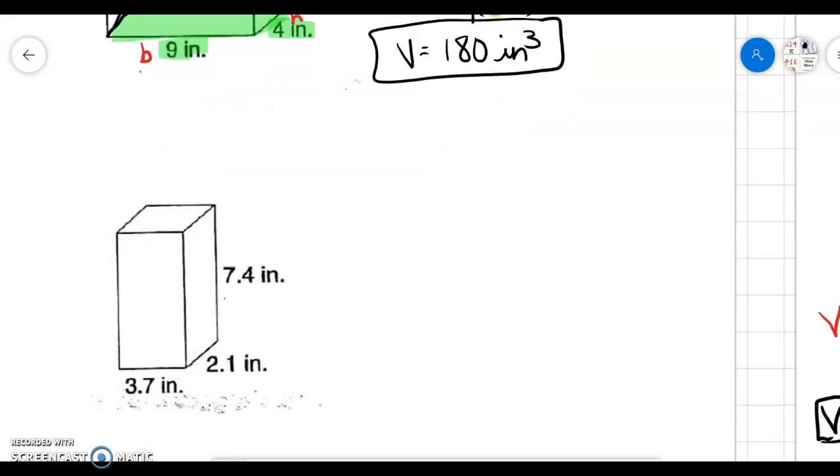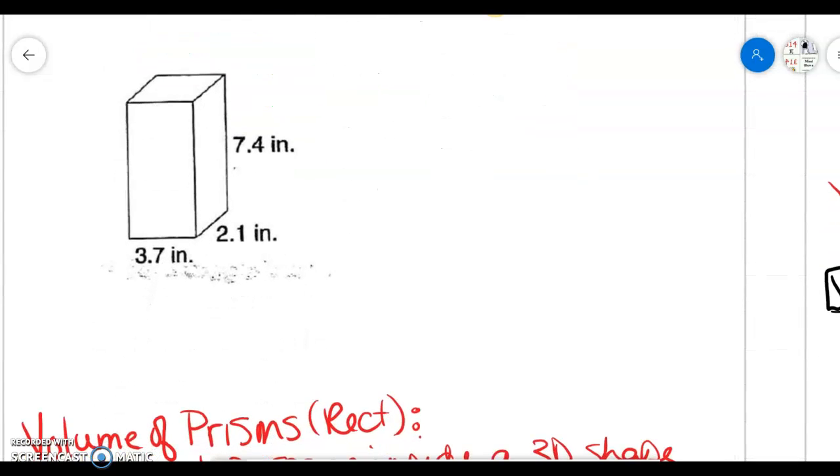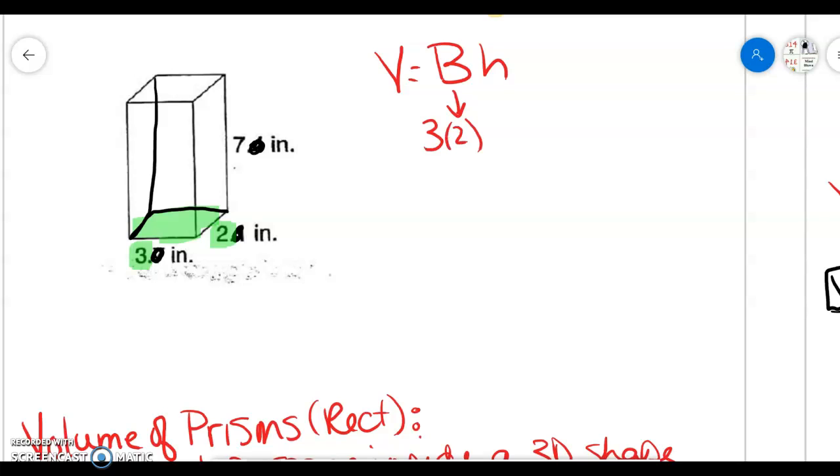The last one I have for you, again, I'm going to go ahead and scratch out these decimals. We don't need those. I'm not worried about that piece. And here is my base shape. So 3 and 2. So V equals big BH. Big B is 3 times 2. And the 7 is not on this colored piece. So there's my 7. So 6 times 7 is 42 inches cubed.